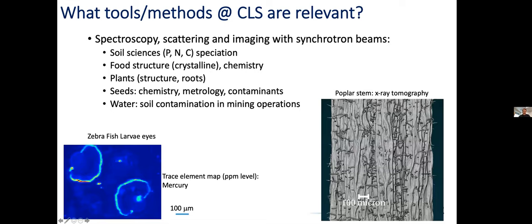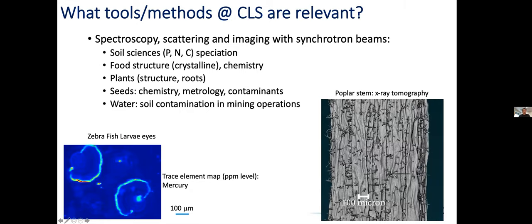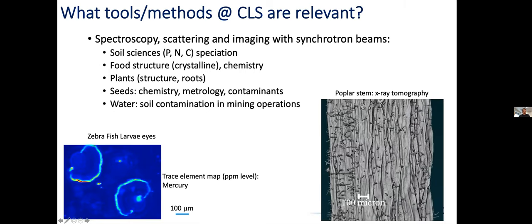So what tools and methods at CLS are relevant? I'm not going to talk about the tools I use because I don't have the opportunity to actually do research myself, but I'll mention some of the techniques that are available that are relevant for research in water and in food. We do spectroscopy, scattering, and imaging with synchrotron beams at different ranges of energies. You can do spectroscopy to look at the chemistry in soil, speciation of elements, and the crystalline structure and chemistry of food. You can look at the ultrastructure of plants, for example roots, or, as you can see here, the stems, the part of the plant above the soil.